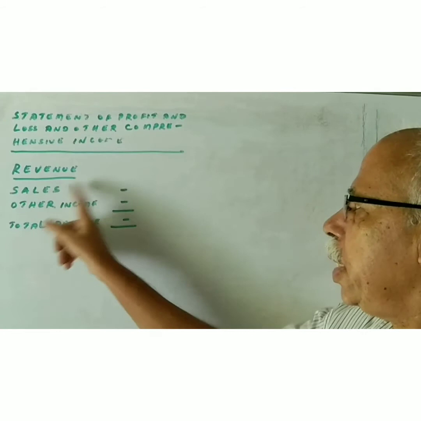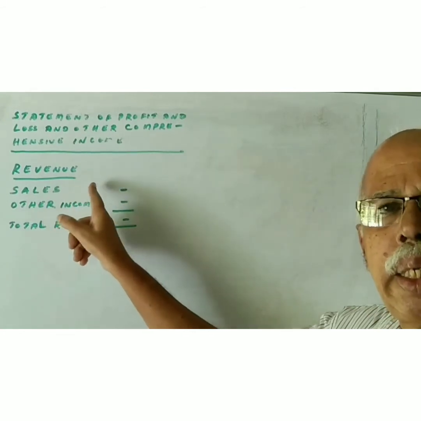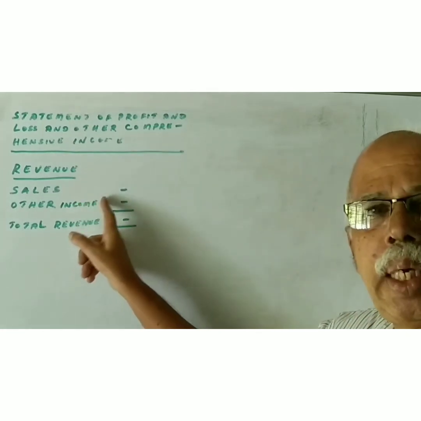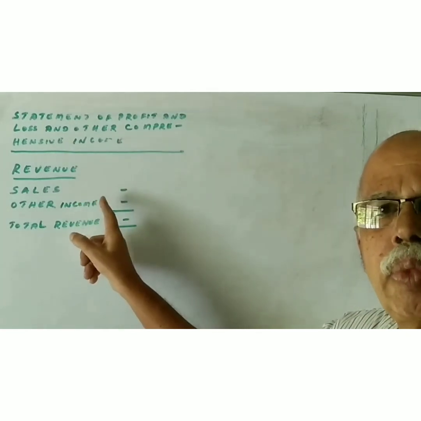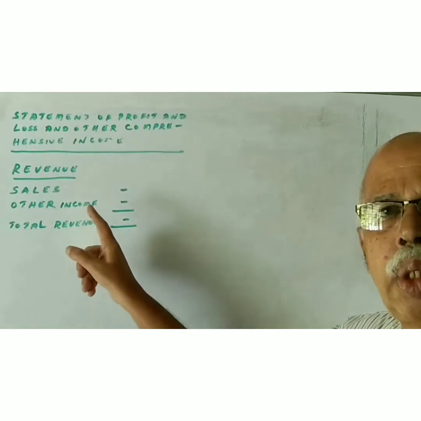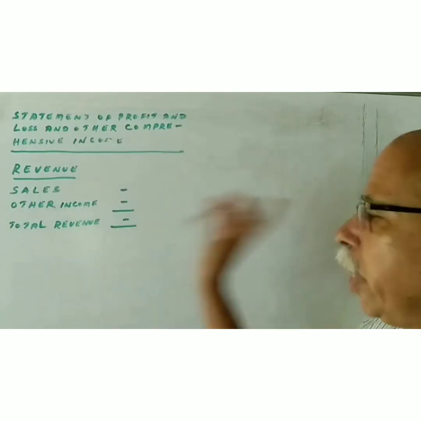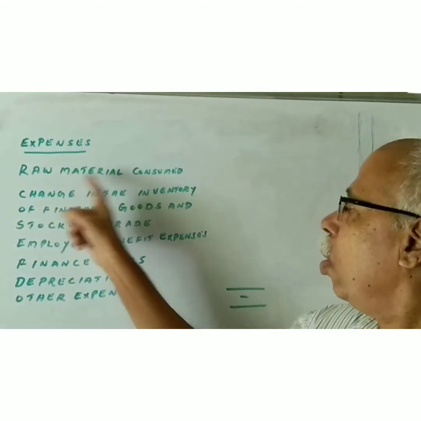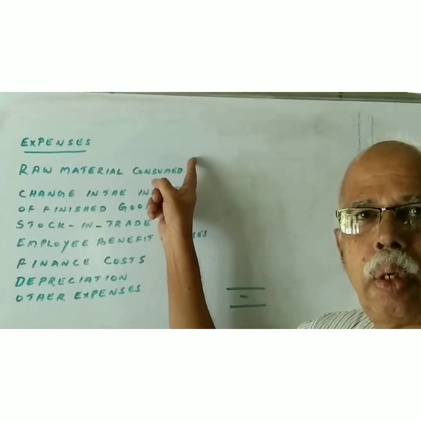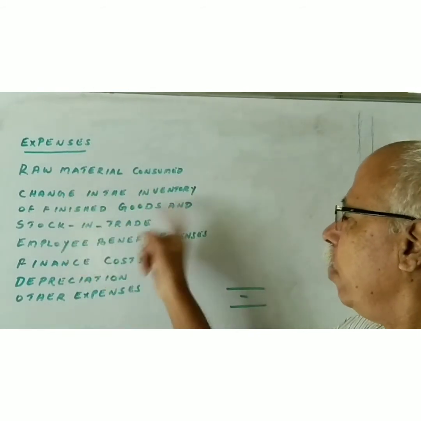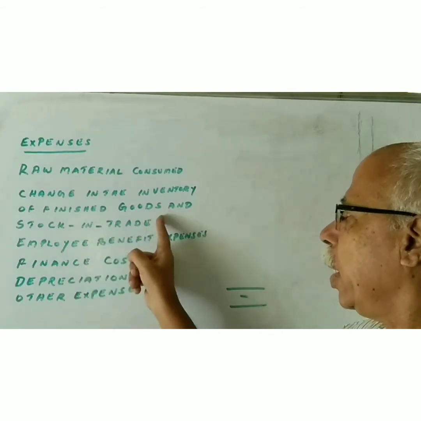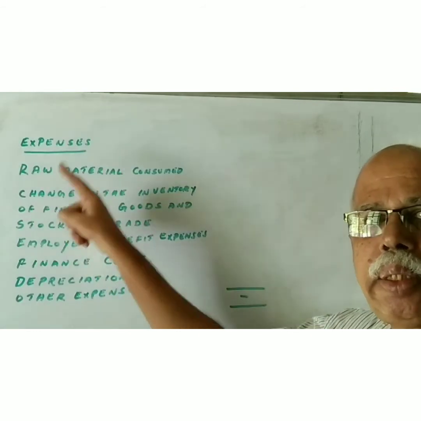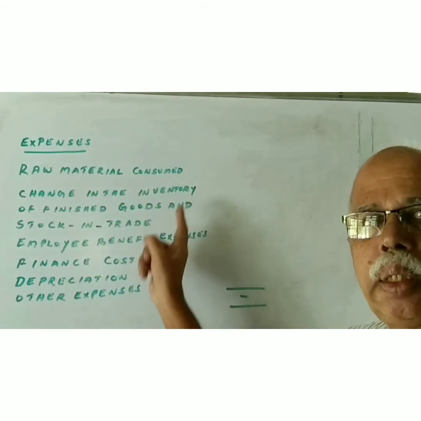Revenue, sales. These are income from operations. Other income. This is mainly gain from sale of fixed assets or short-term investments. Total revenue. Expenses. Raw material consumed. Change in the inventory of finished goods and stock in trade. This is the difference between last year's inventory and this year's inventory.